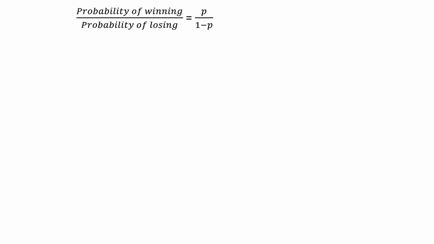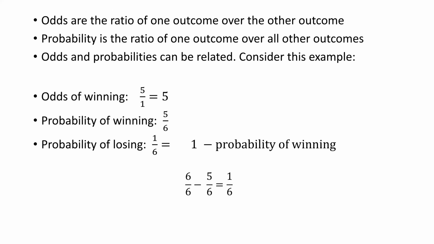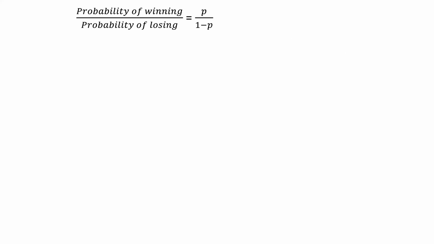So if we take the probability of winning equals P, then the probability of losing is 1 minus P. So the probability of losing is 1 minus the probability of winning. So the probability of winning divided by the probability of losing equals P divided by 1 minus P. We work those fractions out, just plug in the maths.